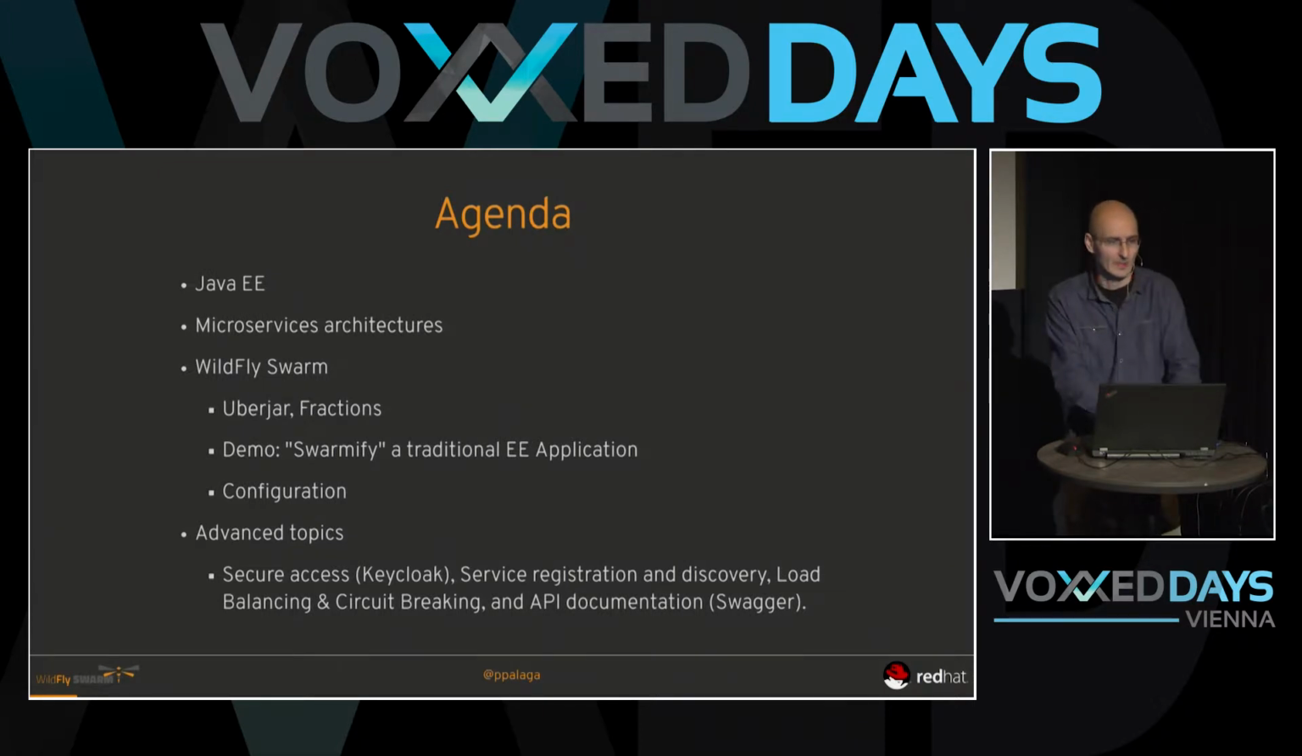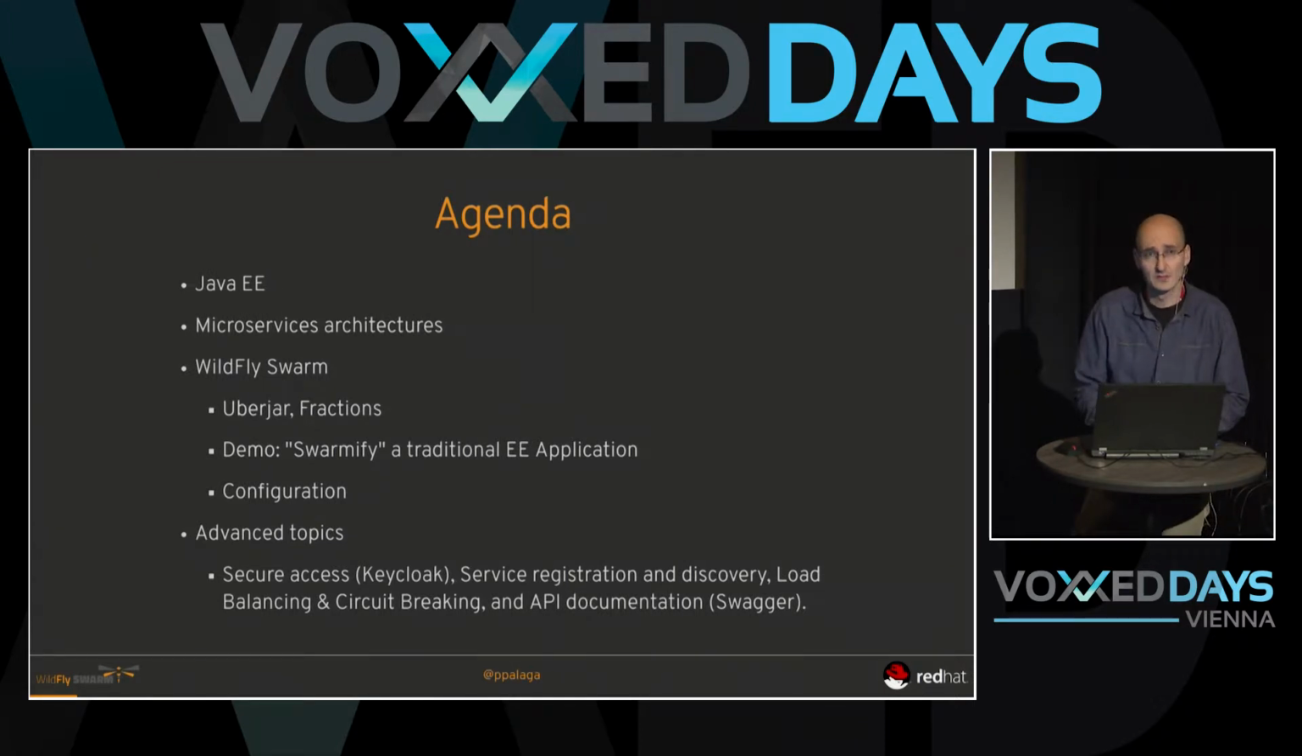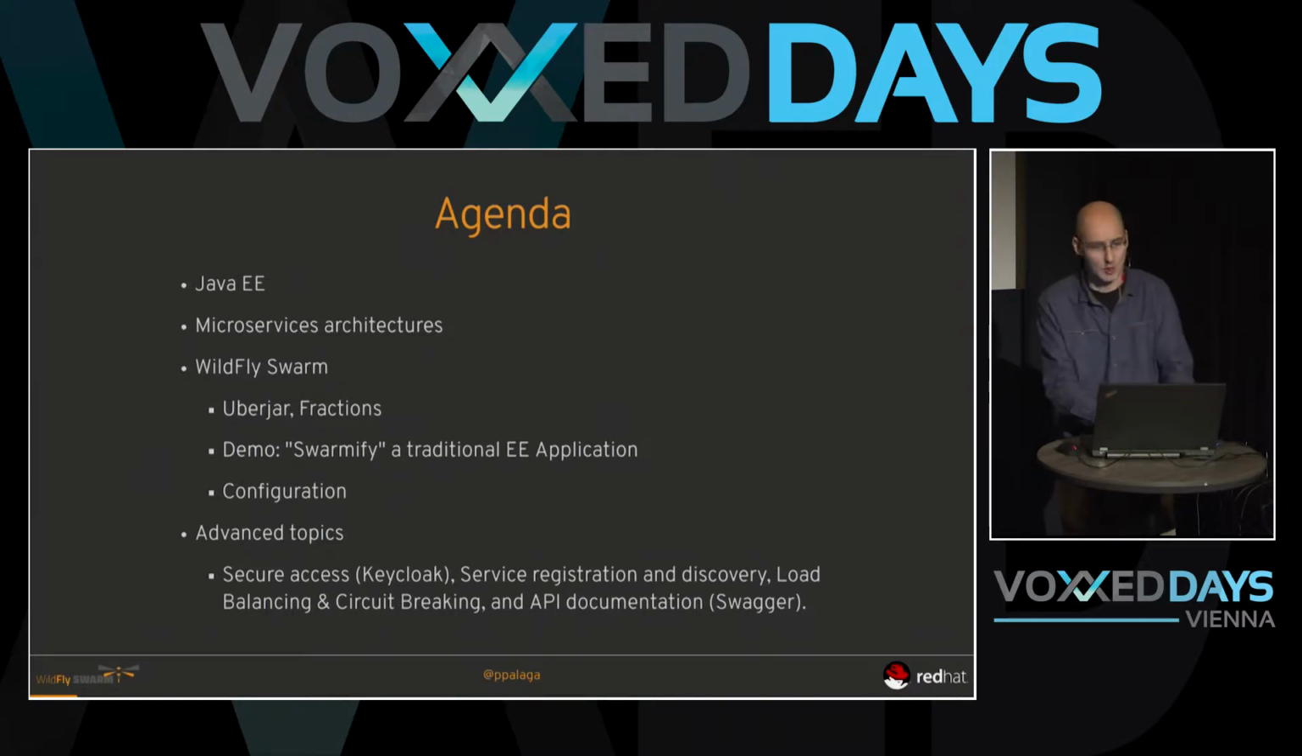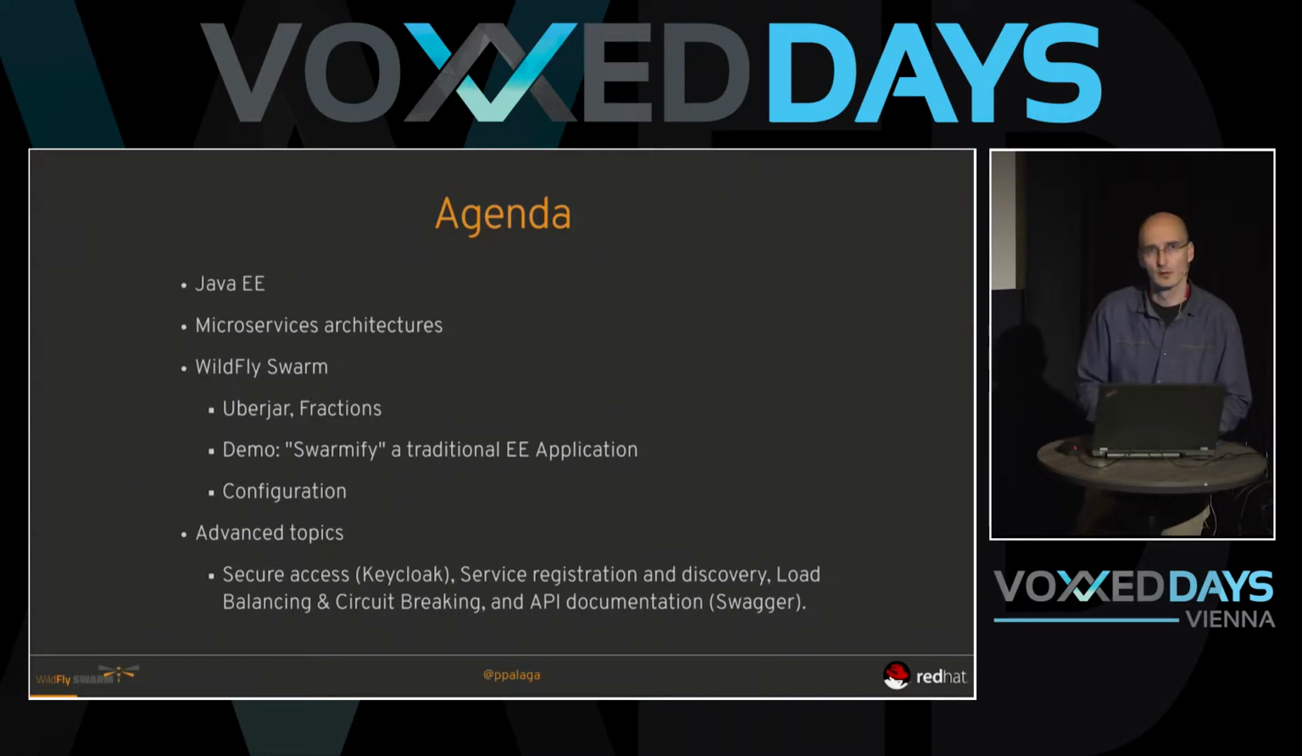Today, we'll start with Java EE and microservices very briefly. Then we'll cover WildFly Swarm basics, its basic concepts, basic use cases, configuration, and then depending on how much time we will have, I'll try to cover a couple of advanced topics such as secure access, service registration and discovery, load balancing, circuit breaking, and API documentation with Vega.